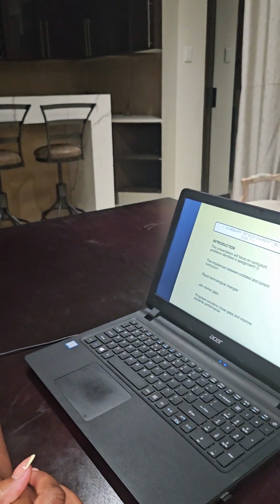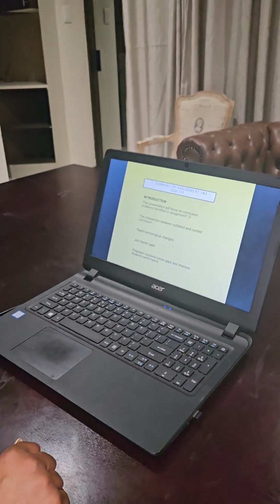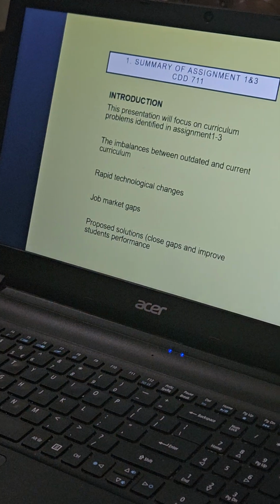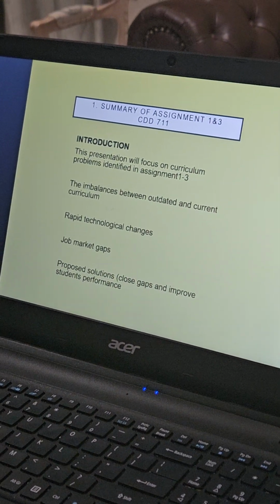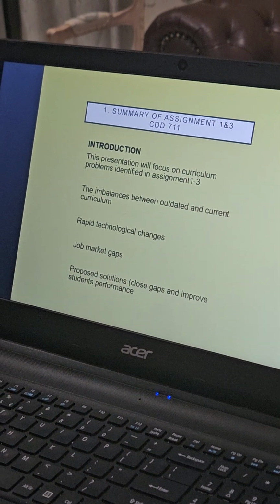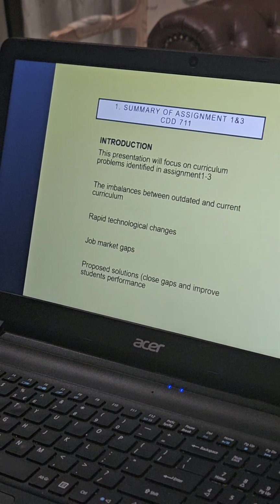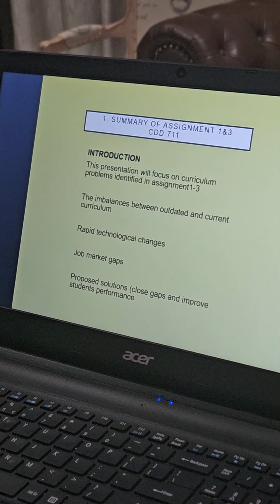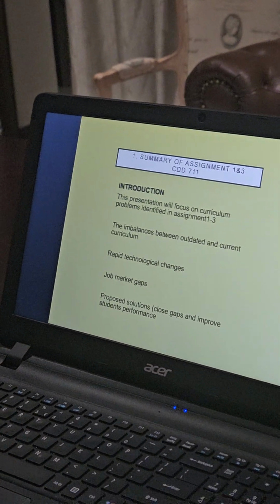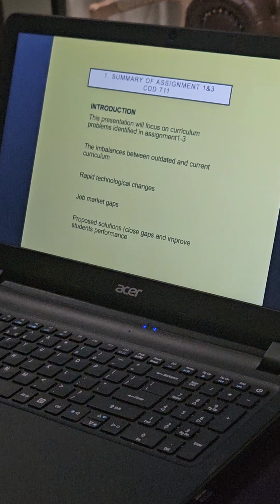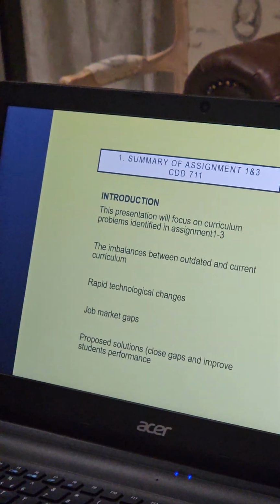I am going to be presenting to you today assignment 1 and 3 on CDD 711 module. I'm going to start with my introduction on slide 1. I've said that the presentation will be focusing on curriculum problems identified in assignment 1. We are going to be looking at the imbalances between outdated and current curriculum, rapid technology changes, job market gaps, and proposed solutions with an aim to close the gaps and to improve student performance.